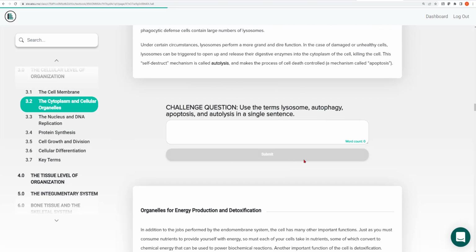And notice some of these questions along the way. Use the terms lysosome, autophagy, apoptosis, and autolysis in a single sentence. If you can do that, then you understand these words. And heads up, sometimes these short answer questions that you stop and consider are in fact questions that you might see on the exam. So I suggest that you attempt to write this out.